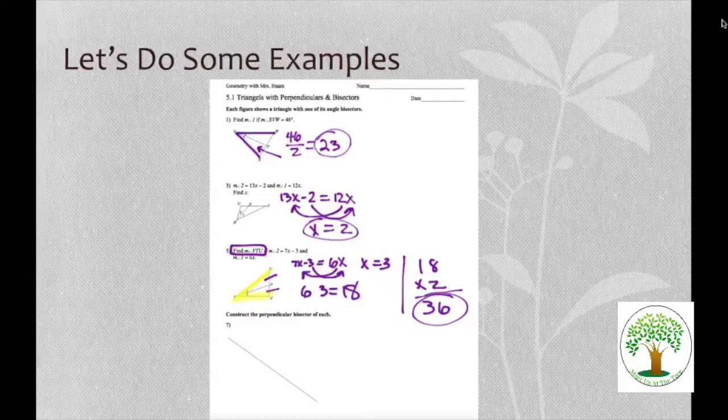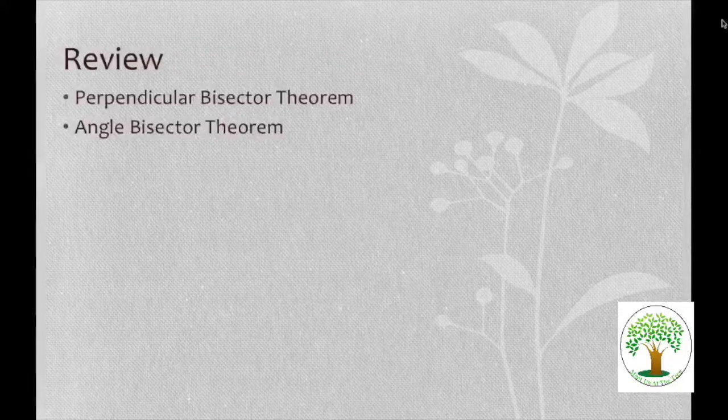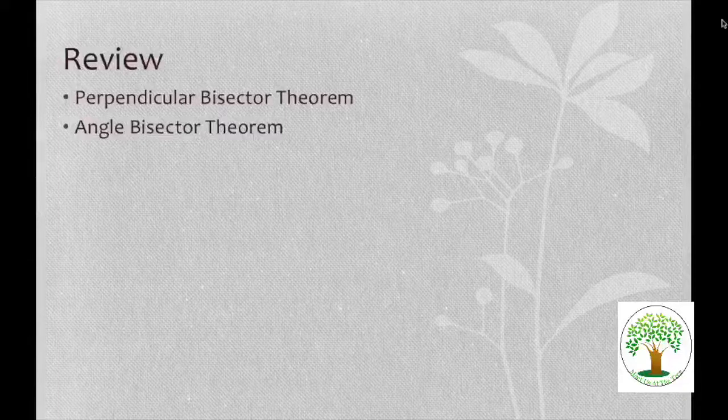I want to check something real quick. You just learned today during this section the perpendicular bisector theorem and its converse. You wrote it in there. The angle bisector theorem. We did a review of a construction. Are there any questions before we go on to the next one?